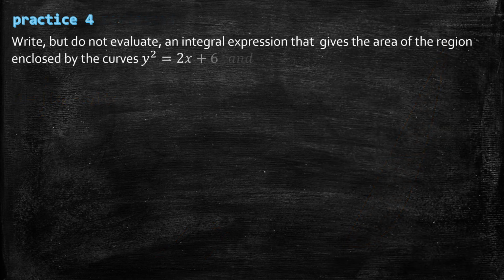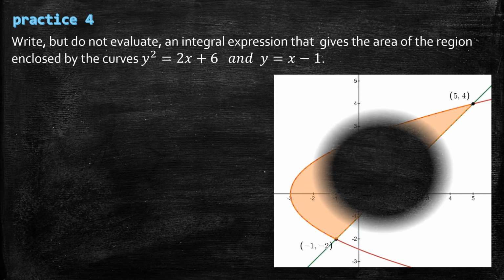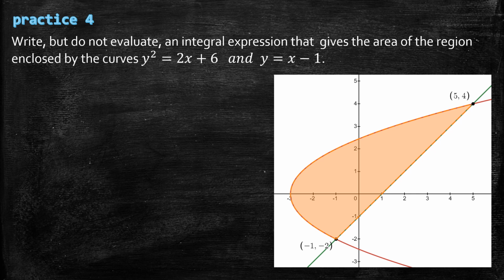So for our last practice problem, we are going to write, but we do not have to evaluate, an integral expression that gives the area enclosed by these two curves. So in this one, we see once again that yes, we could work with vertical line segments because one curve is above the other, but not when we come over to this region. It would be a lot more complicated to work out. So what we are going to do instead is work with horizontal segments.